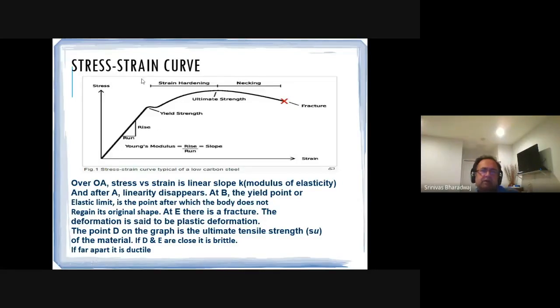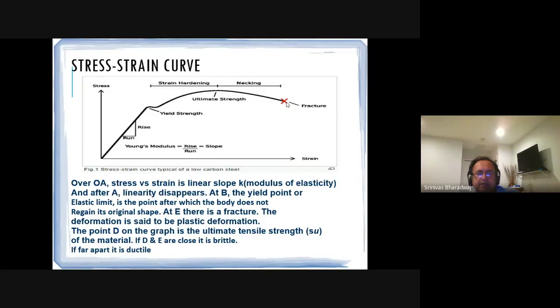Now let's look at the stress versus strain curve. This portion from here to here, the stress versus strain curve is a straight line. Then there is a phase. After A, linearity disappears. At this point, linearity disappears. At B, it ceases to regain its original shape. Now at E, there is what is called fracture.